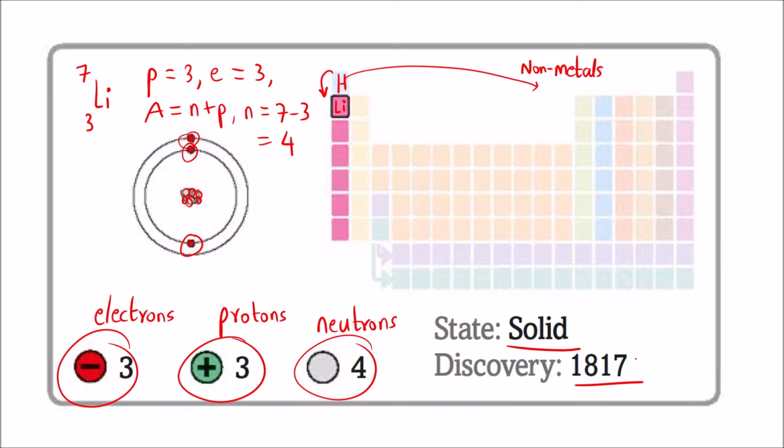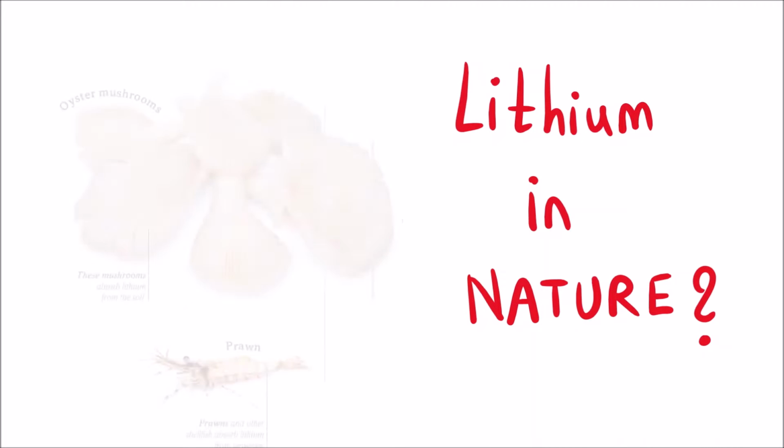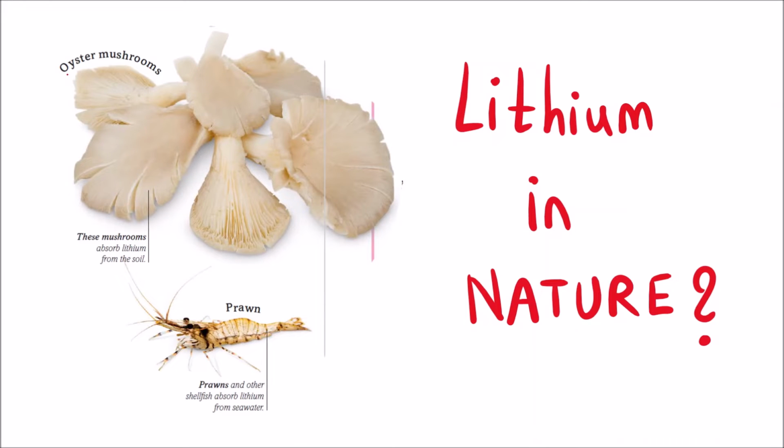It was discovered in 1817. Next, where do we find lithium in nature? We can find it in oyster mushrooms. While the oyster mushroom grows, it absorbs lithium from the soil, and we can also see it in prawns, they also absorb lithium from where? From the seawater. Prawns as well as some shellfish absorb lithium from the seawater.